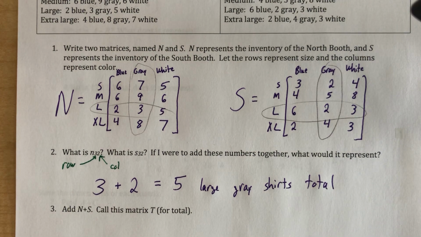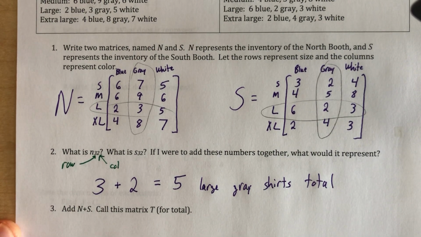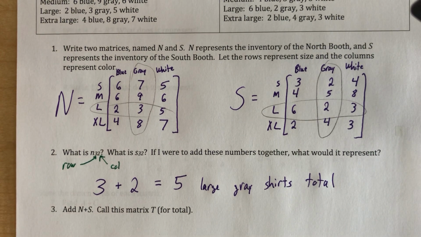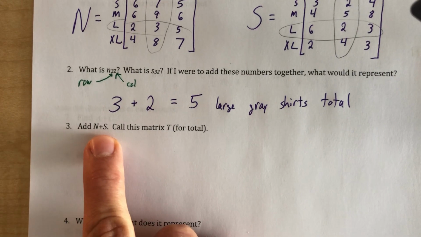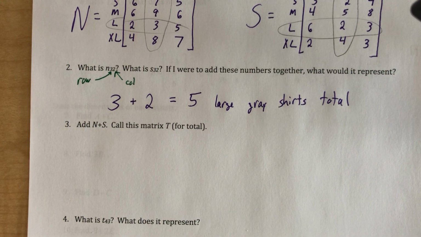I have 5 total shirts. North side, south side, total. Okay, so what we're going to do now is some pretty basic matrix operations. See, that's why we called it that. We're going to add n plus s, and we're going to call this matrix T. It's going to stand for total.